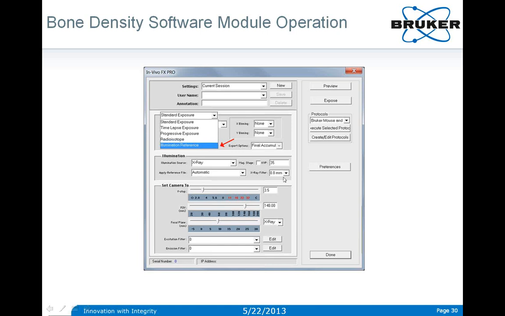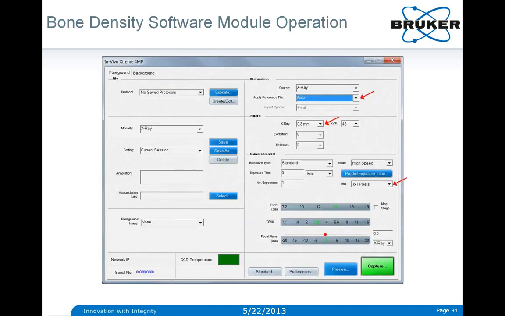So illumination reference is just an acquisition with no sample present, and it's correcting for the cone of illumination from the X-ray source that you get, so you get that nice, even image. This shows the acquisition screen for the In-Vivo Xtreme systems, and the same critical parameters for bone density auto. Typically, we recommend using a 0.8 millimeter filter and then no binning, so we get maximum number of pixels.